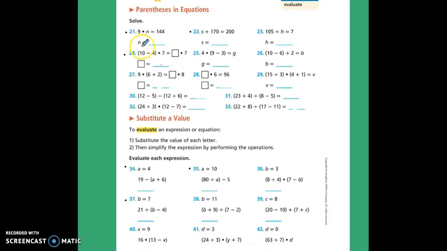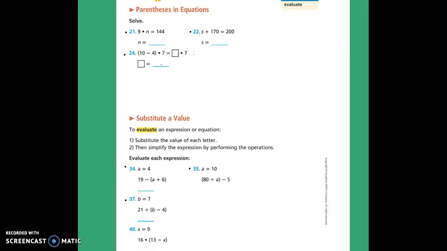Oh, it's not a mixed practice. These ones, we have to try to solve for the actual n this time. All right, so I created some workspace for us, but we have the equation 9 times n equals 144.